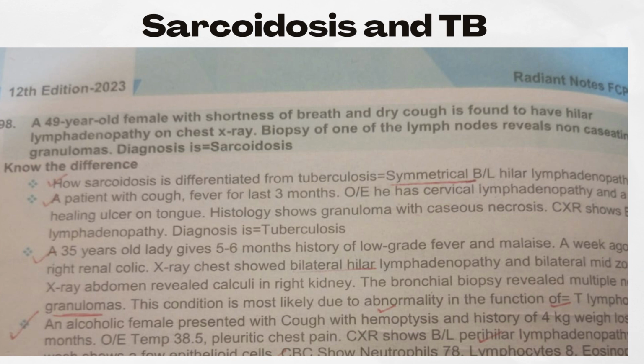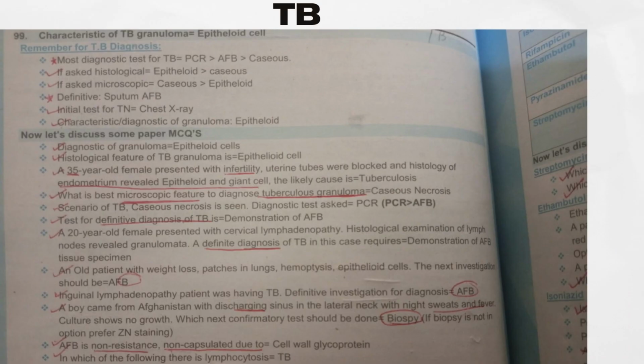An alcoholic female presents with cough and hemoptysis, that is a typical picture of TB, and it also mentioned that it has an alveolar washout of a few epithelioid cells. What is the probable diagnosis? The diagnosis is going to be TB. Most diagnostic test for TB is PCR. If there are more options, for instance AFB and caseation, then you are going to take PCR. However, the definitive diagnosis is sputum AFB.